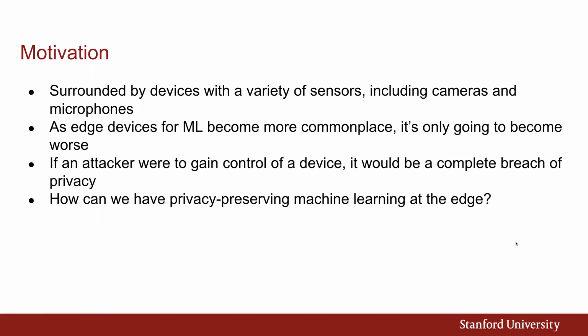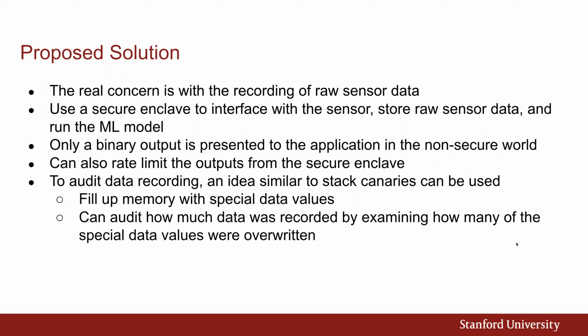at the edge? The real problem that we see here is with the recording of raw sensor data. So our proposed solution is to use a secure enclave to interface with the sensor, to store the raw sensor data and run the machine learning model. And then to the application that's running in the non-secure world, we only present binary output. For example, is a person detected or not detected? And this also allows us to rate limit the outputs from the secure enclave.